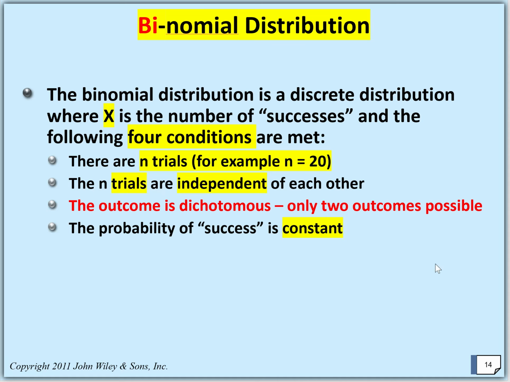Now, binomial distribution is another type of distribution. It is a discrete distribution where x is the number of successes and it follows 4 conditions. There are n trials. For example, n is equal to 20. You will flip the coin 20 times, or you will roll the dice 20 times. All trials are independent of each other. If in the previous experiment you flipped a coin and got heads, then it has nothing to do with the outcome of the next trials. They're all independent of one another.